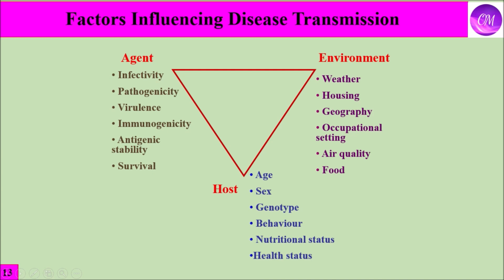Factors influencing disease transmission. Here we see the three factors: agents, environment, and the host. The agents include infectivity, pathogenicity, virulence, immunogenicity, antigenic stability, and survival. The environmental factors include the weather, housing, geography, occupational setting, air quality, and food. And the host factors are age, sex, genotype, behavior, nutritional status, and health status.